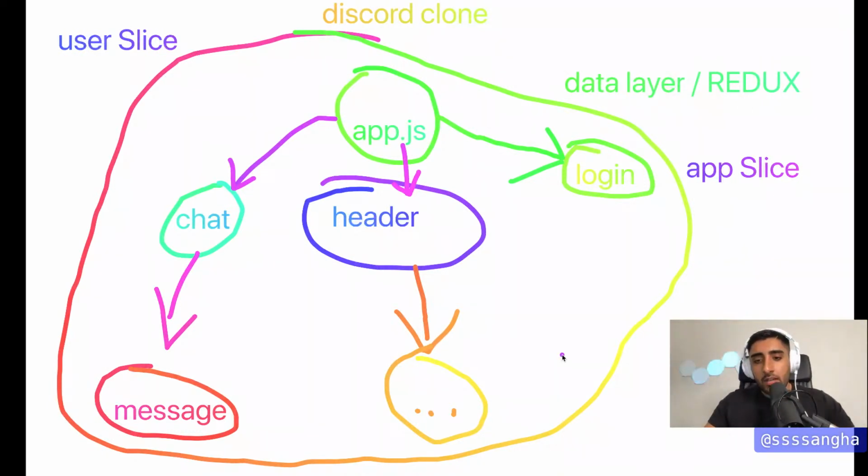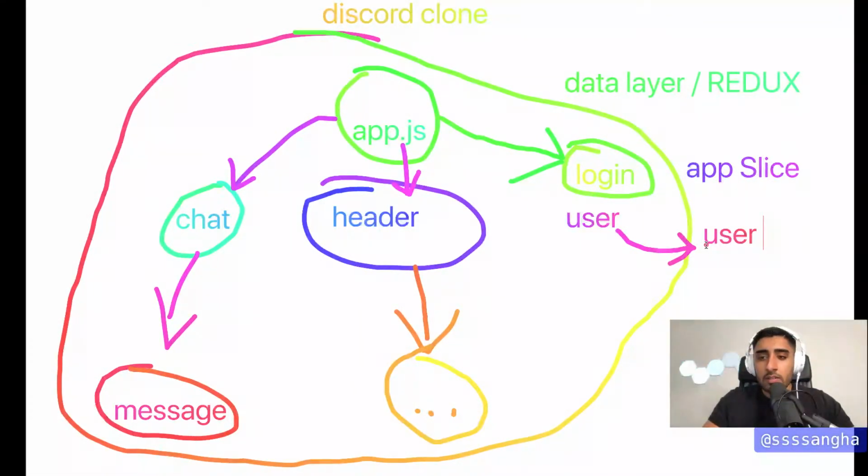Now, the benefit here is when we get the user at the login, we can just push it into this data layer. In this case, I would push it into the user slice. So let's move it over here. Remember, just like an onion has different layers, we have the app layer and the user layer. So in this case, we have the user slice.